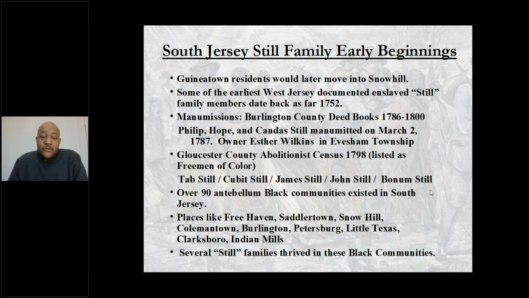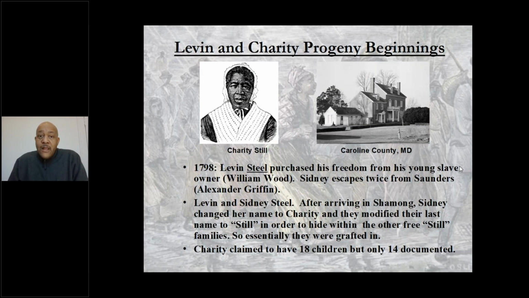And the key point too is that there were several Still families that thrived in all these Black communities. Lebanon Charity progeny beginnings. In 1798, Levin Steele purchased his freedom from a young slave owner, William Wood. Sidney escaped twice from a man named Saunders. That was a nickname; his real name was Alexander Griffin. Levin and Sidney Steele arrived in Medford, New Jersey. Sidney changed her name to Charity, and they modified their last name to Still in order to hide within the other free Still families. So essentially, my family was grafted into the Still families in South Jersey.